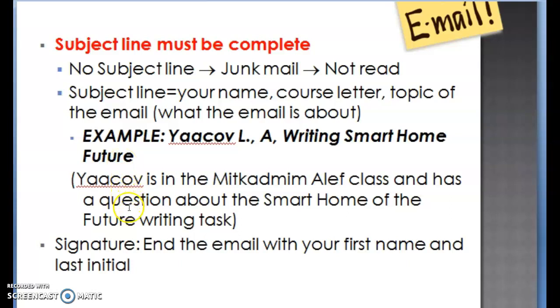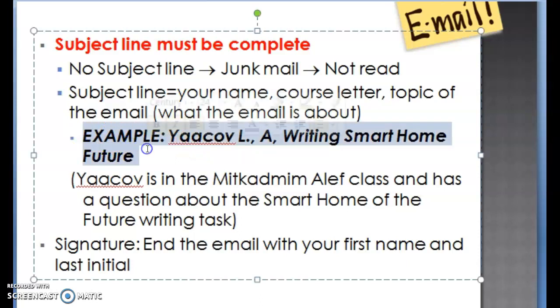So Yaakov is in the Mitk Aleph class and has a question about the smart home of the future writing task. And he signs his email at the bottom, Yaakov L. Now, why is this so important? Because if I have 120 students, or this semester will be 90 students, I need to know whose email to answer first. And this tells me that this is important. It's about a task. And I'm going to answer him as soon as I can.